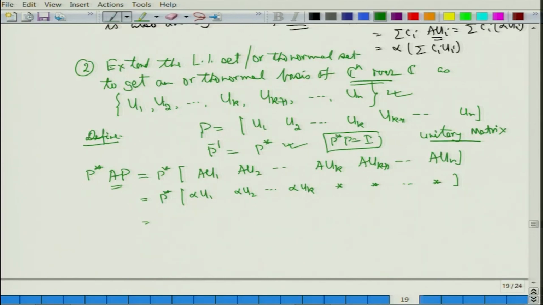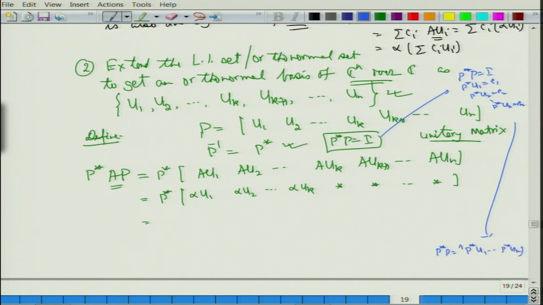So look at the matrix multiplication again here, recall. P star P is identity, means that P star multiplied with u1 will give me e1, P star with u2 will give me e2, and so on. P star of un will give me en. All right. That's the way we multiply, because P star will go inside. So recall here, P star P will give me P star u1 till P star un, and this is my identity. All right. So this is the way it is.